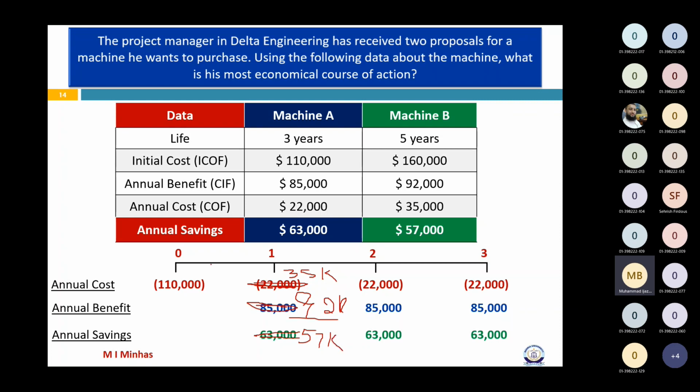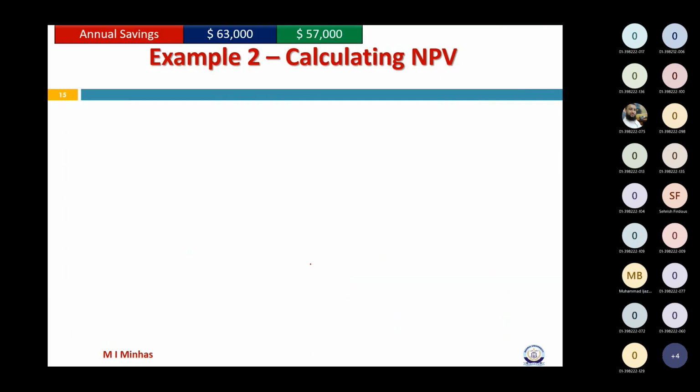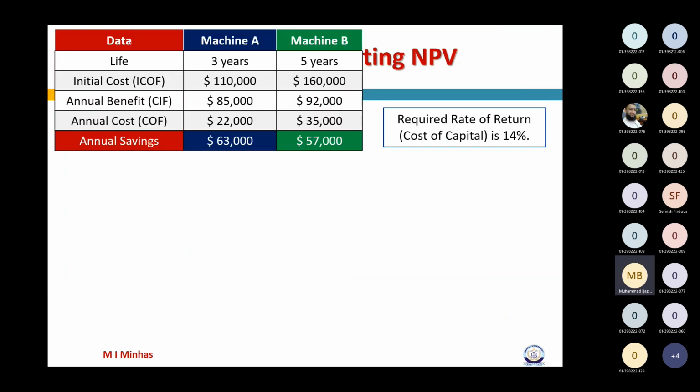So now I'm just shifting all this calculation, or this table, onto the next slide, and then we'll solve. This is the same data that we had on our last slide: the life of the machine, the initial cash flow, and then annual savings. Now we are concerned about annual savings and the initial cash outflows, right? Here on the right side, we can see the cost of capital or required rate of return, that is 14%. Correct? Okay, now let's start calculating.